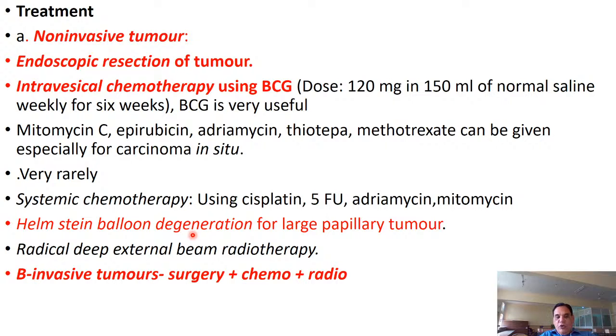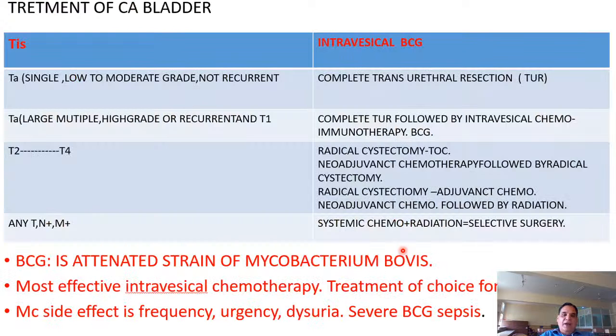Other is degeneration therapy. What they are doing? By producing a pressure over the vesical tumor, they are degenerating the large papillary tumor, reducing the size. Sometimes deep X-ray therapy. And for invasive tumors, it is surgery plus chemo plus radio. You remember only endoscopic intravesical chemotherapy, and for invasive, surgery, chemo, radio. This is in a nutshell. If you remember this graph, everything will be easy for the management.